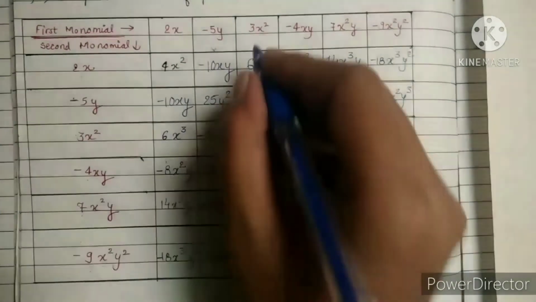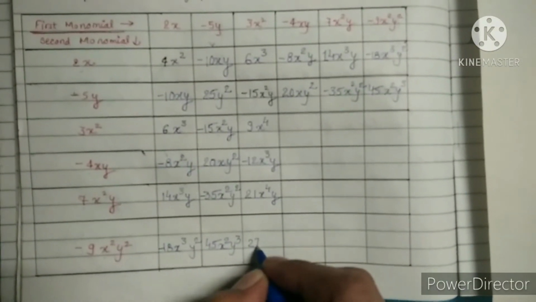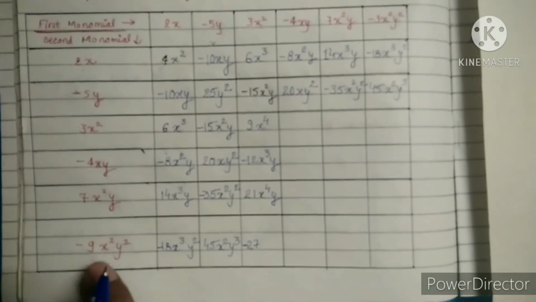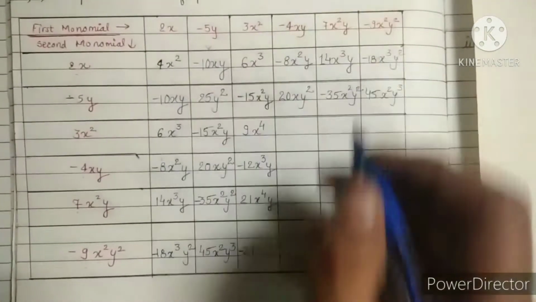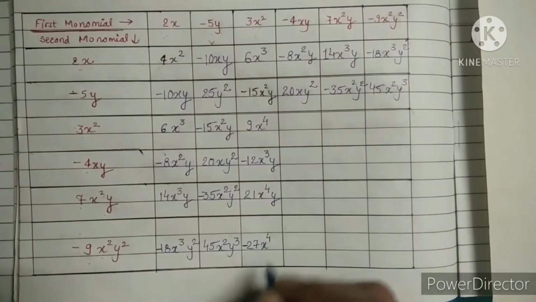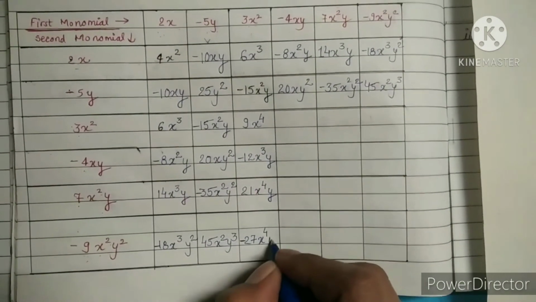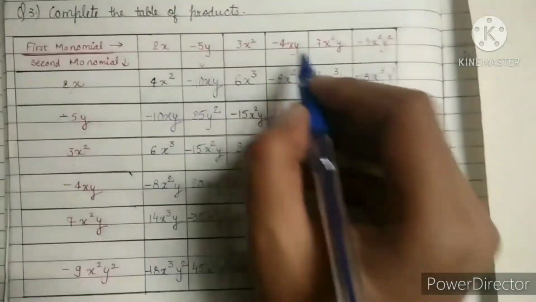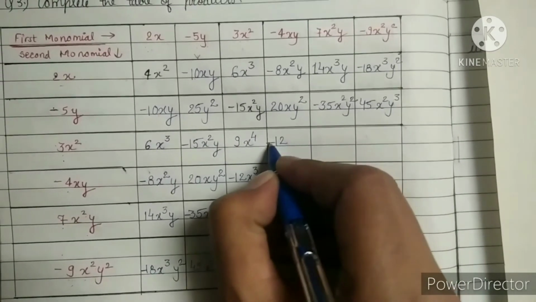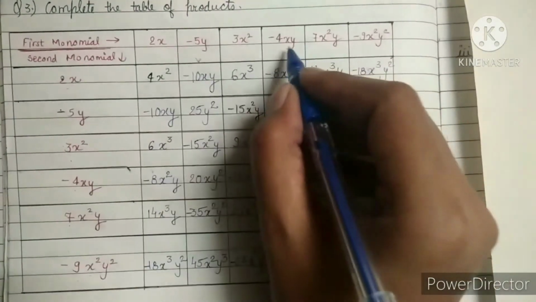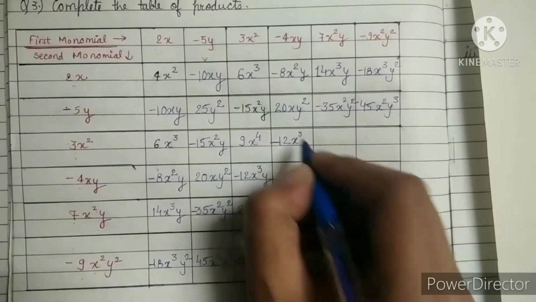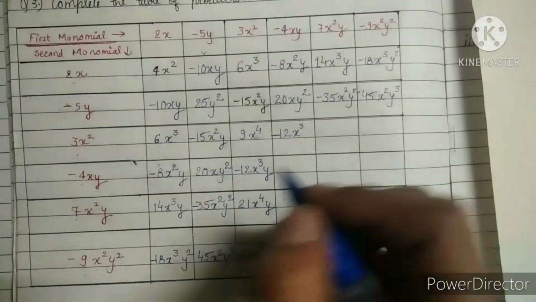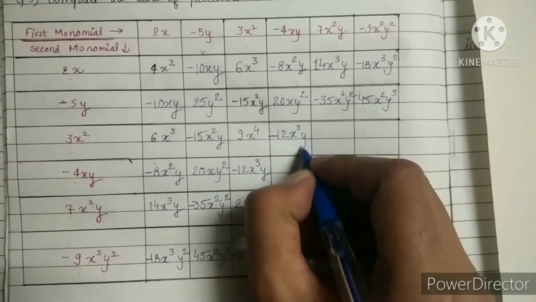Now 9 3s are 27, but with a negative symbol because minus 9 is here. X is to power 2, x is to power 2, so here x is to power 4 and y square will remain same. Now for the next, 3 4s are 12, but negative. Okay, x is to power 2, x is to power 1, so here x is to power 3. We are adding the powers of x. Same x power will add, same y power will add, and y will remain same.